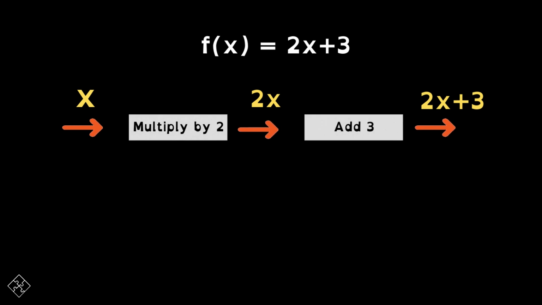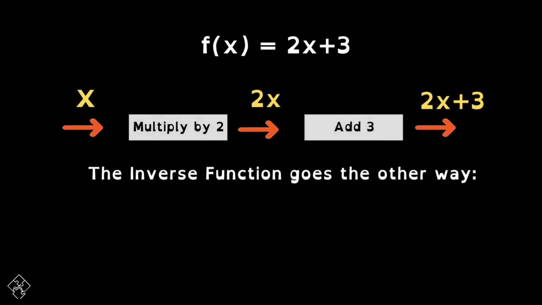Meron ako ditong x at imumultiply natin yan by 2. So we have 2x. After that, we will add 3. Then we have 2x plus 3. The inverse function goes the other way.